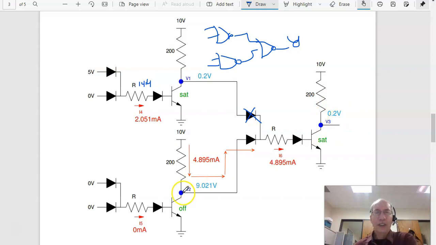And then to find V2, it's 10 minus I times R. Gives you 9.2 volts. And that's kind of called loading. Normally this is 10 volts. When I connect it up to something, the voltage drops. That's loading.